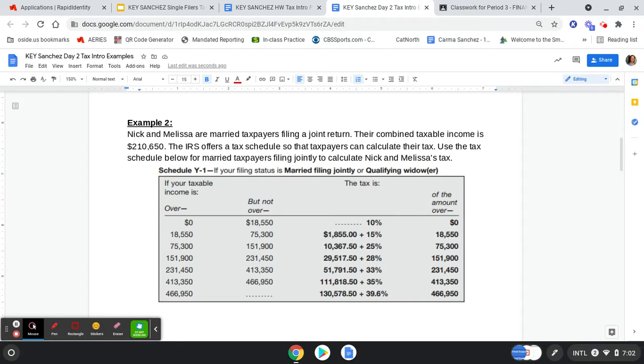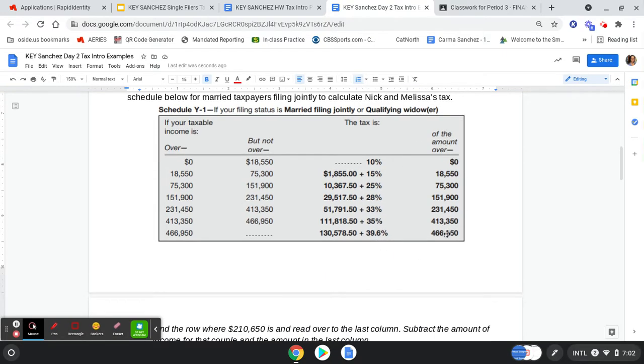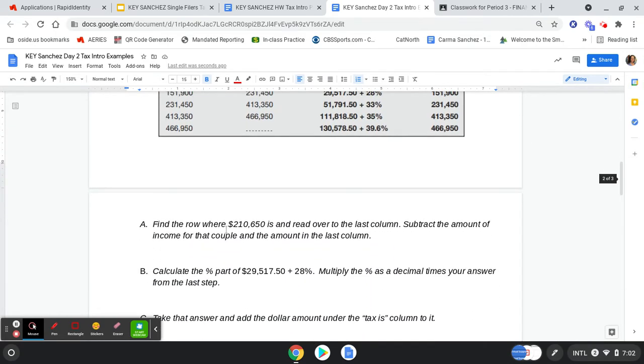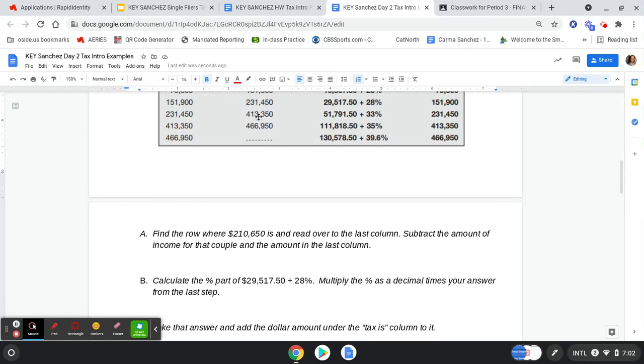All right. Nick and Melissa are married taxpayers filing a joint return. Their combined taxable income is 210,650, and the IRS offers a tax table so taxpayers can actually calculate their own tax. Use the tax schedule below for married taxpayers filing jointly to calculate their tax. Notice the amount over column. We're going to be using that today to do this correctly. So find the row where the 210,650 is, and then read over to the last column. So 210,650 is going to be in between 151 and 231.